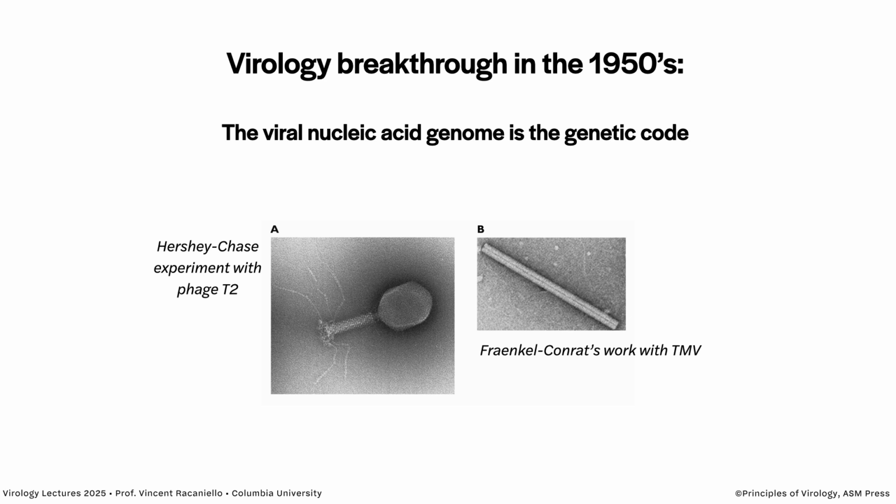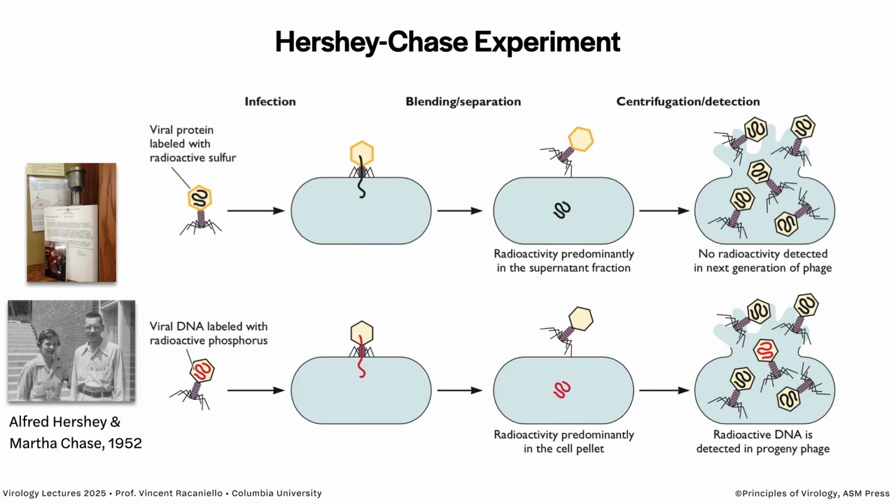The DNA experiment, called the Hershey-Chase experiment, which probably many of you have seen before, involved labeling bacteriophages either with radioactive sulfur to label the proteins, or with radioactive phosphorus to label the DNA. By label, we mean the radioactivity is incorporated into the nucleic acid or the protein, and then you can easily trace it.